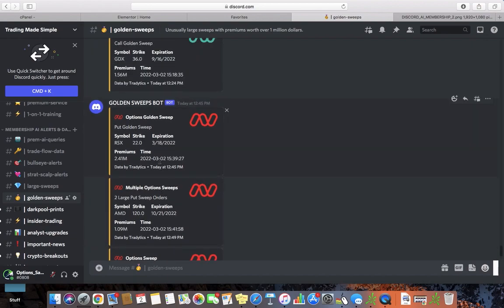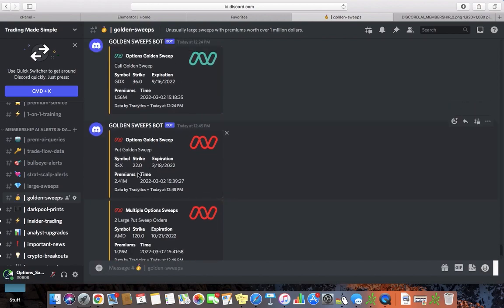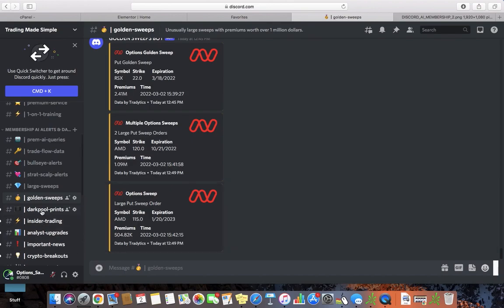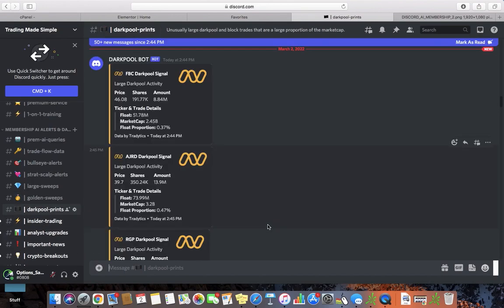Let's find something a little closer. You just have to look at the expiration dates. Here's RSX 22. Here's the expiration. Almost $2.5 million. Red is for puts, and that's for calls. Okay, pretty easy.